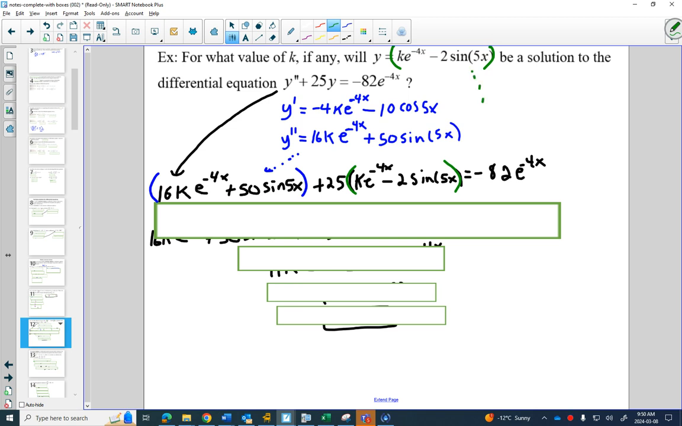Because all I did where the y was is substitute in my original y value. And I need this to be a solution. In other words, I need my left side to equal the right side to be a solution. The only thing I need to have work out then is to figure out what k is.